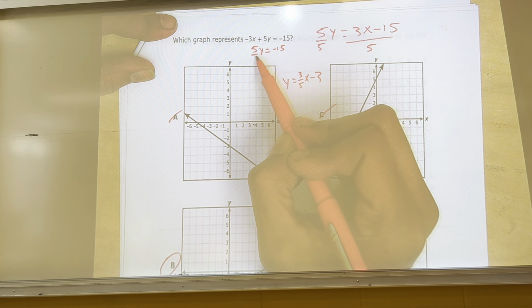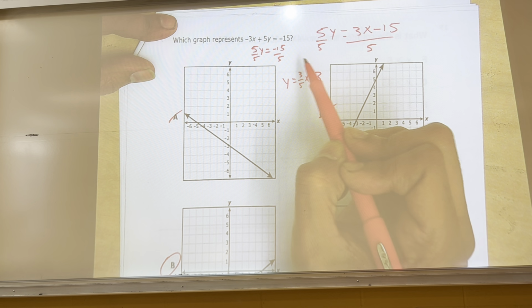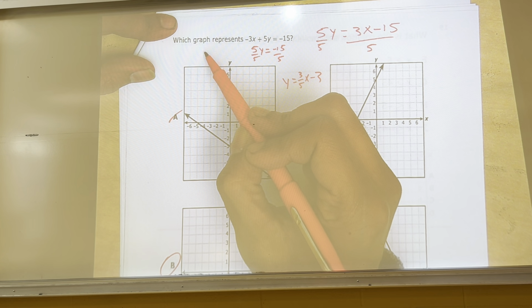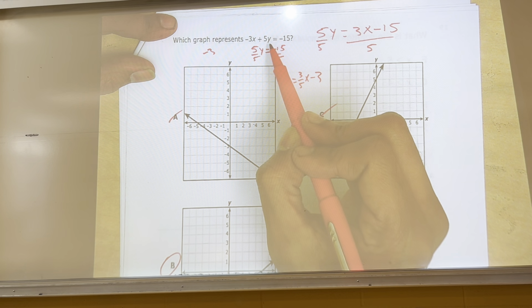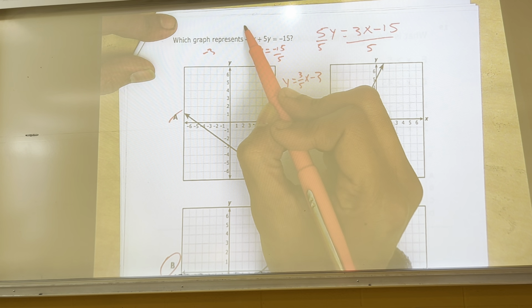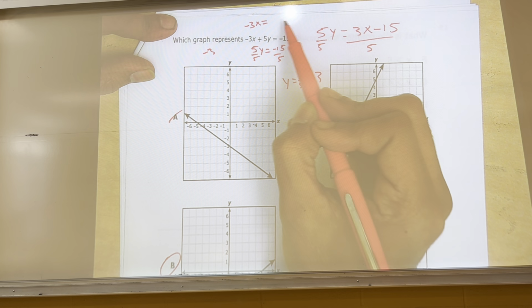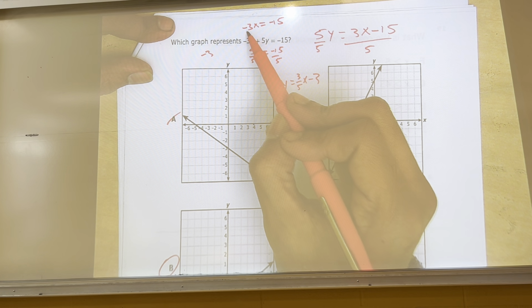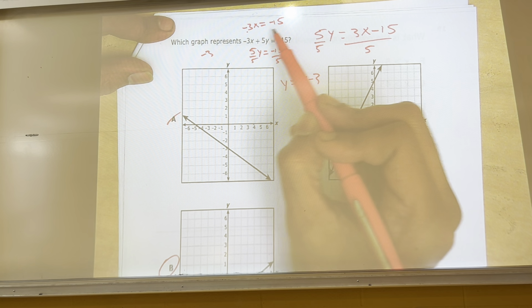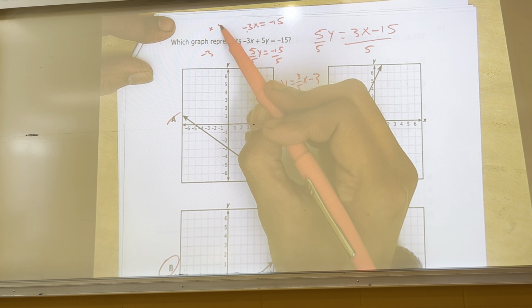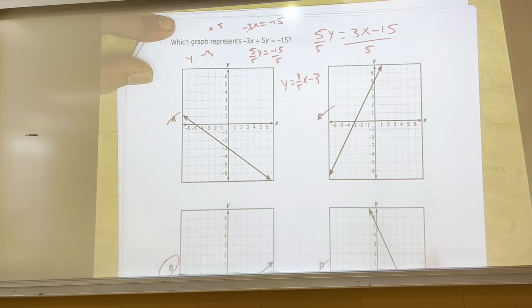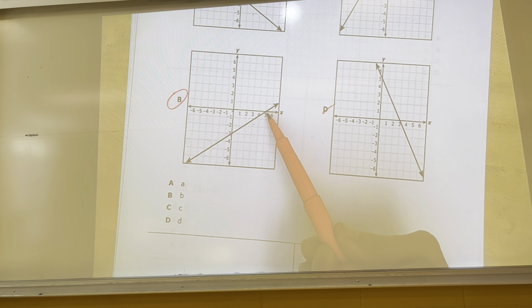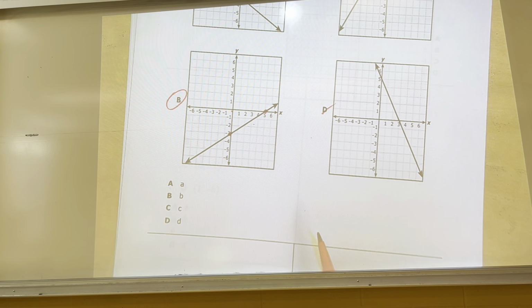What's y? Negative 3. If I put a 0 here, what's left? What's x? Positive 5. So x is positive 5, y is negative 3.